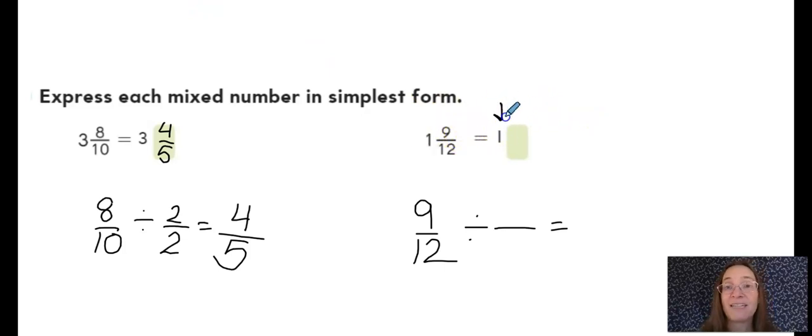Again, the 1 is already in its simplest form, so I'm just going to work with the 9/12 down here. What is a factor shared by both 9 and 12? Both 9 and 12 are multiples of 3. So I am going to divide 9/12 by a form of 1 expressed as 3/3. 9 divided by 3 is 3, because 3 times 3 is 9. 12 divided by 3 equals 4, because 4 times 3 is 12. So 9/12 simplified is 3/4, and I know it's the simplest form because 3 is a prime number. So 3 and 4 will not share any other factors.